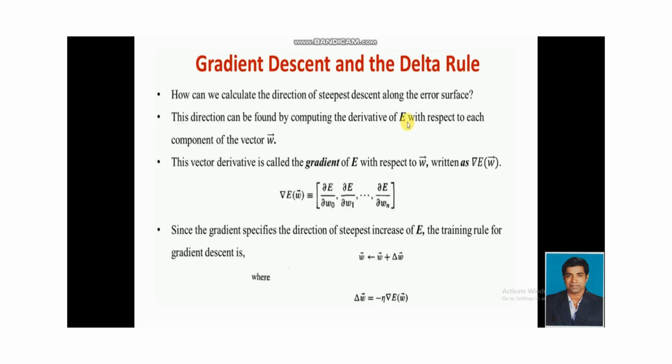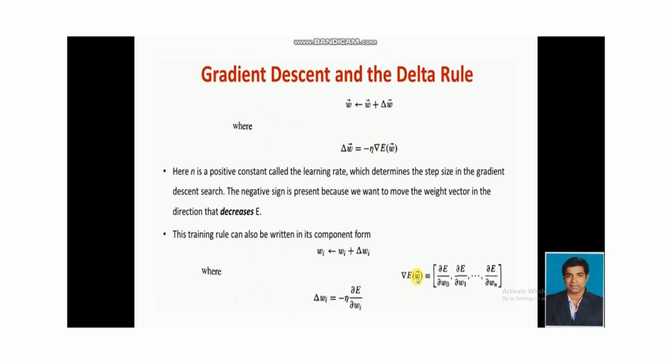Since the gradient specifies the direction of steepest increase of E, the training rule for gradient descent is: the weight vector is equal to the current weight vector plus a small change in weight, where the change in weight is nothing but minus eta times the gradient of E of w, where eta is the learning rate.